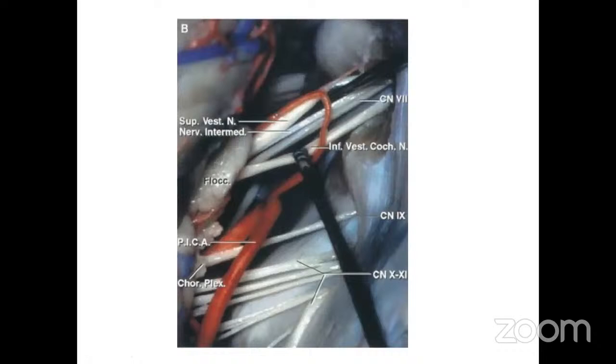Now in this diagram, there is a cleavage plane created between the upper and lower bundle. The upper bundle includes the superior vestibular nerve. This one is the superior vestibular nerve, and this one is the inferior vestibular nerve along with the cochlear nerve, which we will see in the next diagram.